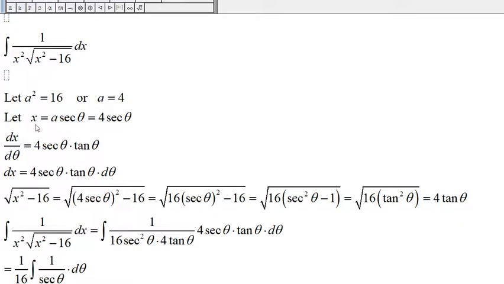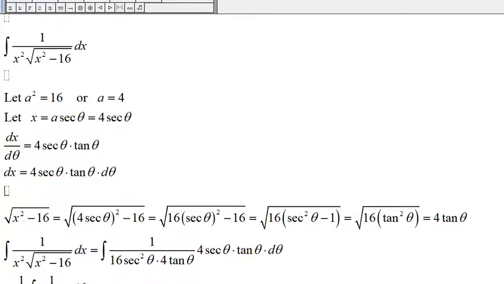The derivative of x with respect to theta, recall that the derivative of secant is secant tangent. And so we have 4 times secant of theta times tangent of theta. So dx is equal to 4 times secant of theta times tangent of theta times d theta.